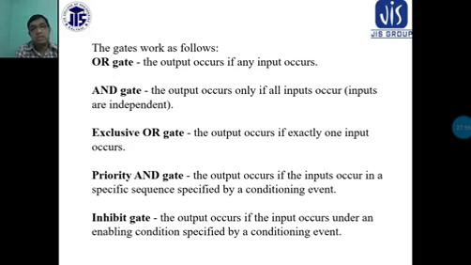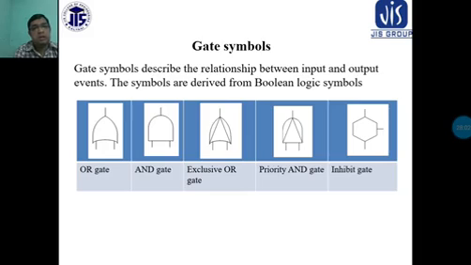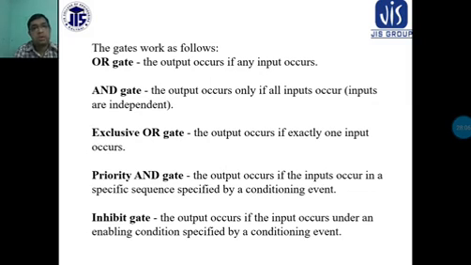Another one is the exclusive OR gate. You can see here that the third symbol is the exclusive OR gate. In an exclusive OR gate, the output occurs if exactly one input occurs.